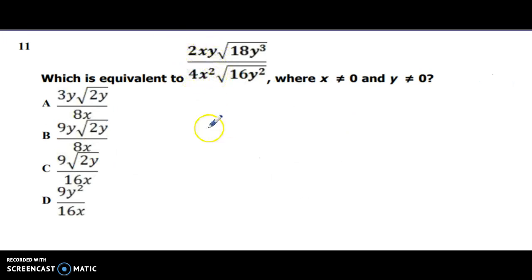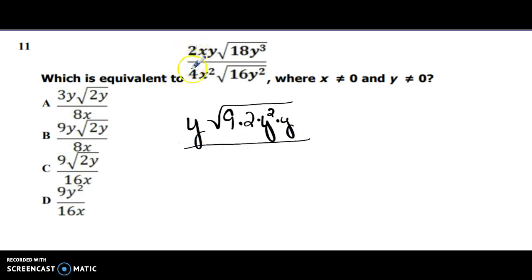Let's simplify what we have first. 2 over 4 can be simplified. Largest exponent is on the bottom, so we bring that down, we subtract. So what we have left on top is y times the square root of 9 times 2 times y squared times y, all over. The 2 reduced the 4 to a 2. We took away one of the x's.